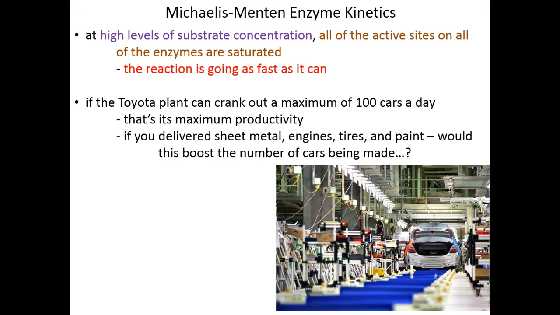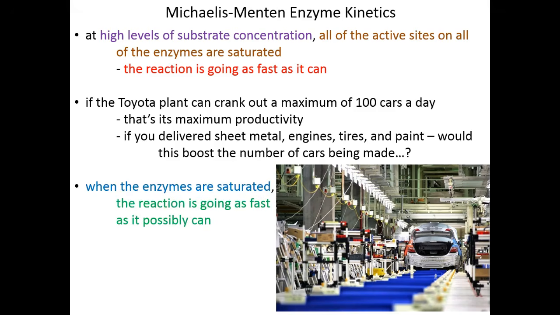If you delivered more substrate, that is, if you delivered more raw material, more sheet metal, more engines, more tires, more paint, would that boost the number of cars being made? No, it wouldn't. The plant is already going at its maximum capacity. It's cranking out 100 cars a day. You can deliver more raw materials, but that's not going to speed up the rate of the plant because the plant is going as fast as it can already.